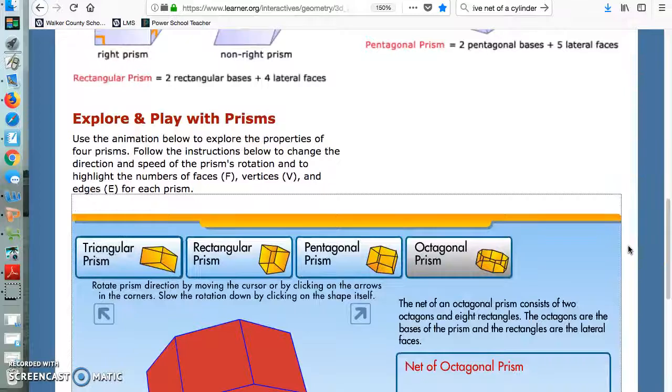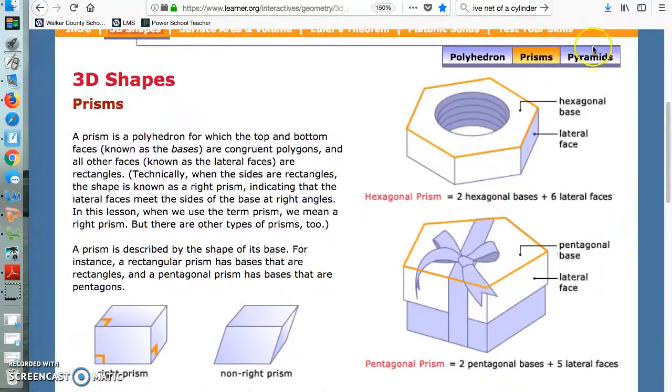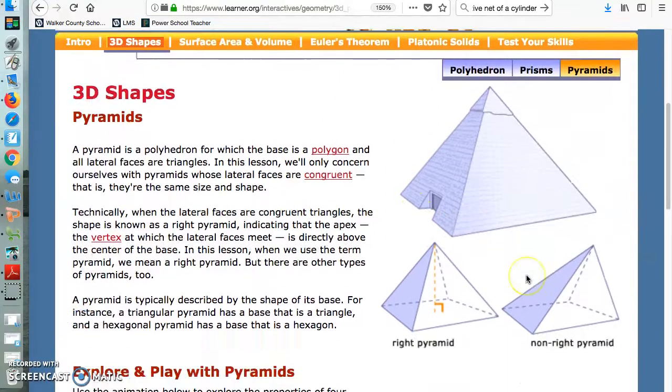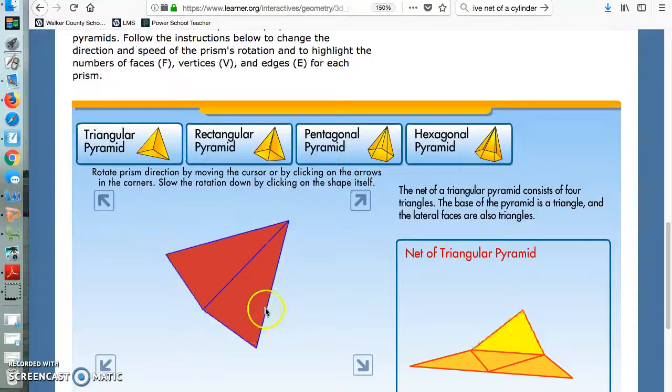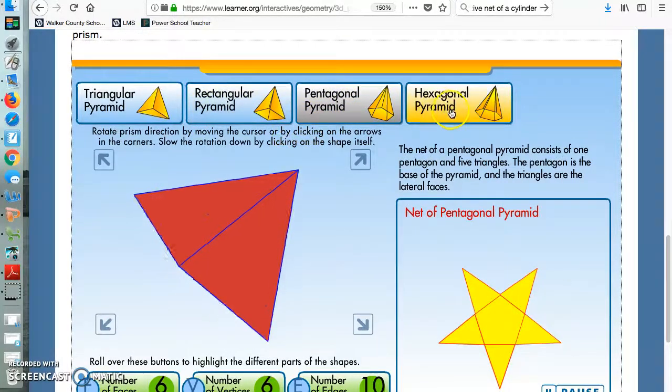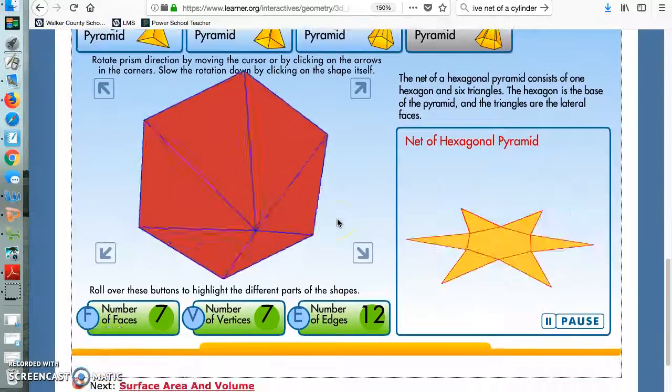So in your notes, I want you to make sure you know the difference between a pyramid and a prism. Prisms have rectangles as their lateral faces, which go around, and their bases are some kind of shape that's the same. And a pyramid has lateral faces, which means the outside faces are all triangles, and it's named by its base. So it's a triangular base, a rectangular base, a pentagonal base, a hexagonal base, etc.